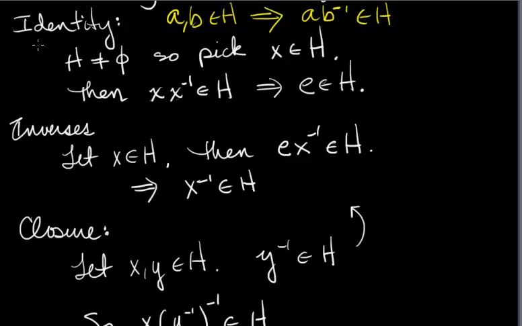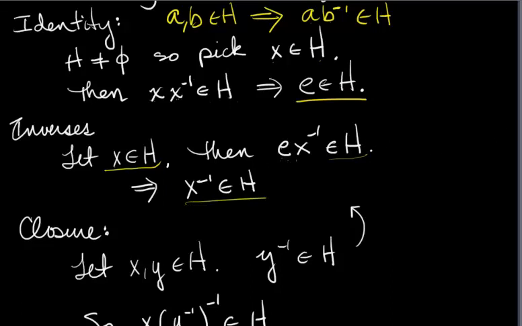So to get the identity, we picked an X in H because it was non-empty, and we used our A and B both as X. So we have XX inverse is in H. It gave us the identity. For inverses, we picked X in H and we needed X inverse. But we picked X in H and we already had proven that E is there. So I use AB inverse. I have X, I have E, so EX inverse is in H. Here we use it again, and that gives us inverses.